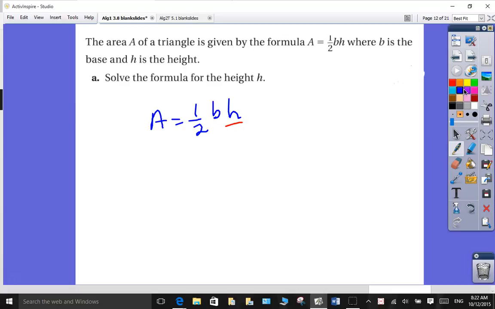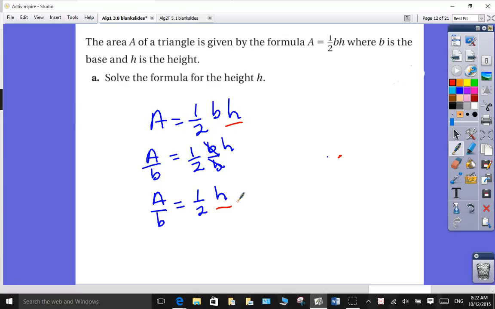Right. First step. A over B equals 1/2 BH, and I'm going to show it right here, divided by B. Now, B over B is 1. They cancel. So now we have A over B equals 1/2 H. Again, we're solving for the H. What do I need to do to isolate?